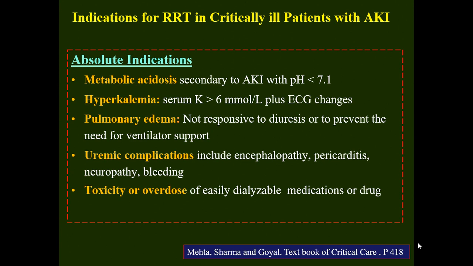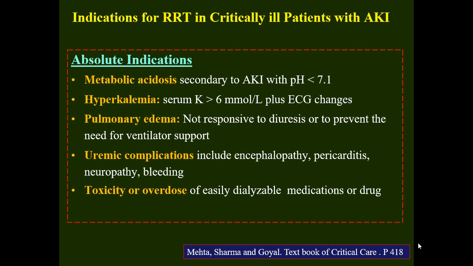So these are some of the absolute indications that you need to dialyze your patients. Like if you have a metabolic acidosis with a pH of less than 7.1 in an AKI patient, you will need to dialyze him. A hyperkalemia with potassium of more than 6 with ECG changes, again you need to dialyze him. A pulmonary edema which is not responsive to diuresis, or to prevent the need for ventilator support, you will have to dialyze.